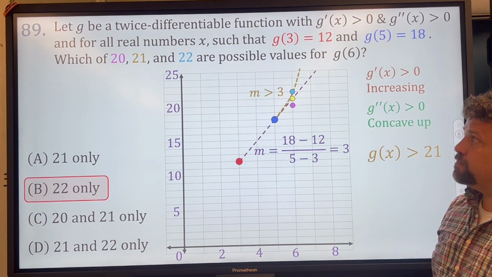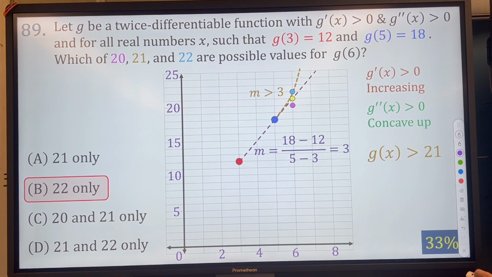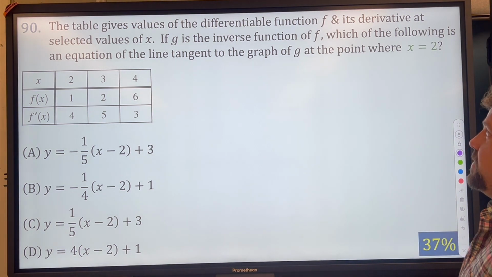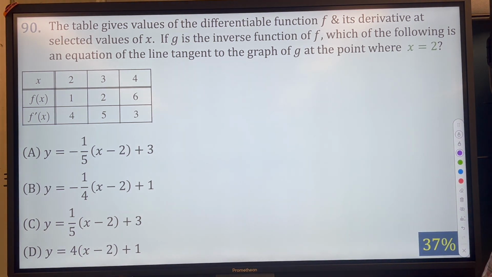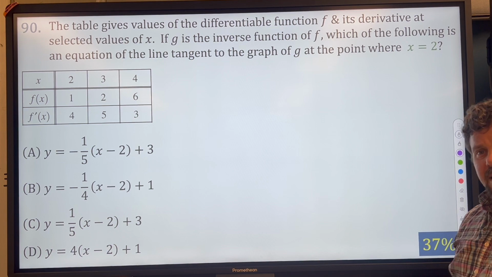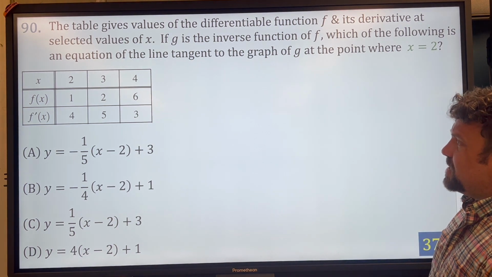Ready for the last one? Number 90. The table gives the values of differentiable function f and its derivative at selected values of x. Is g the inverse function of f? Which of the following is an equation of the line tangent to the graph of g at the point where x equals 2? That's a lot of words, but it's very easy.